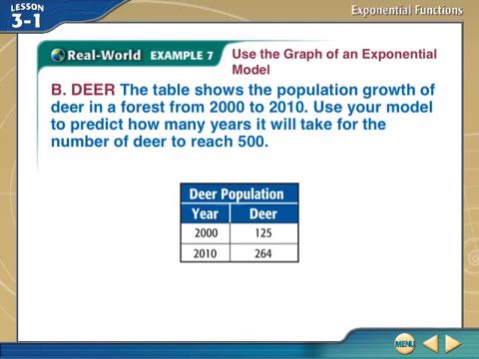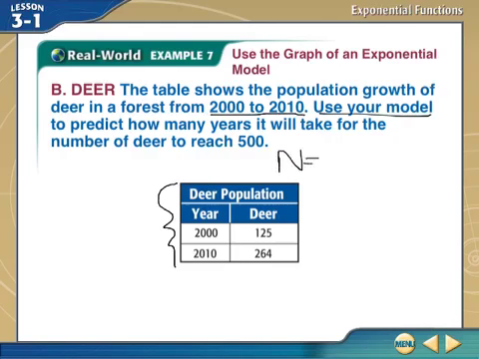In part B, we're looking at another deer population question. The table shows the population growth of the deer in a forest from 2000 to 2010. We're asked to use our model to predict how many years it will take for the number of deer to reach 500. Now remember, we already found our mathematical model in part A. That was N. N is for number of deer.